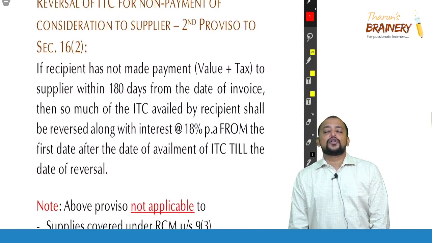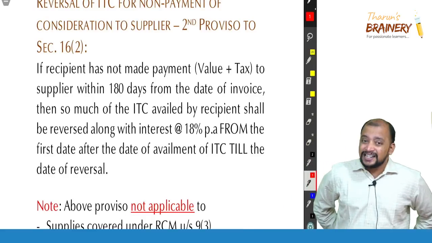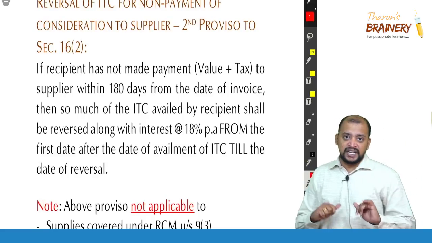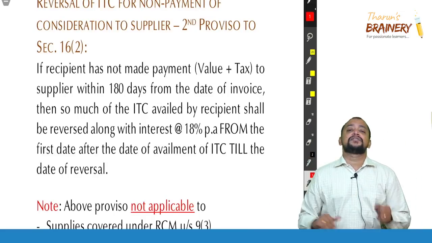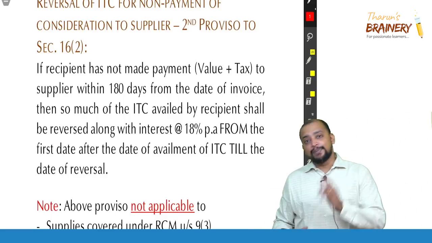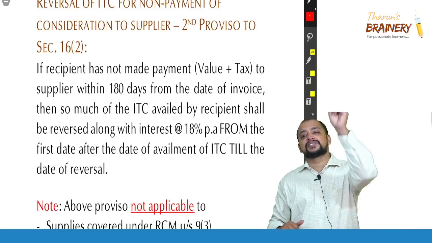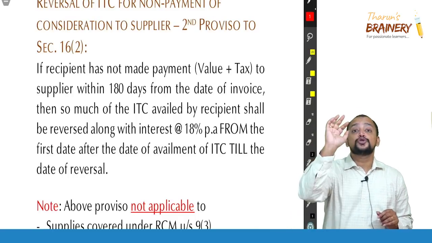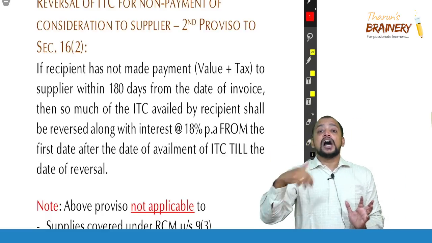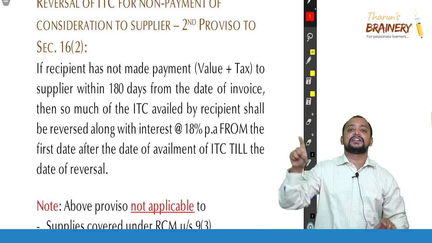Then there is something related to the supplier. Nowhere in the 6 point conditions is it stated that the recipient should make payment to the supplier, and only then the recipient avails the ITC. No. So the recipient will avail the ITC even if the recipient is not making payment to the supplier. But there is a condition that the recipient should make payment to the supplier within 180 days from the date of invoice. Otherwise, so much of the credit which the recipient has taken needs to be reversed along with interest at the rate of 18% per annum from the date of availment till the date of reversal.